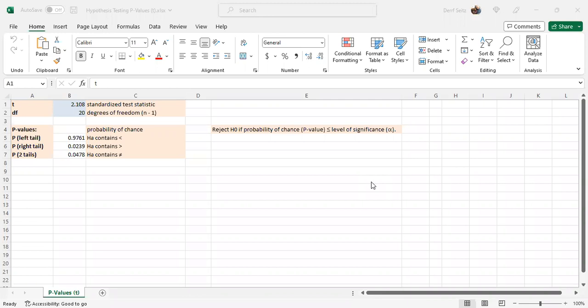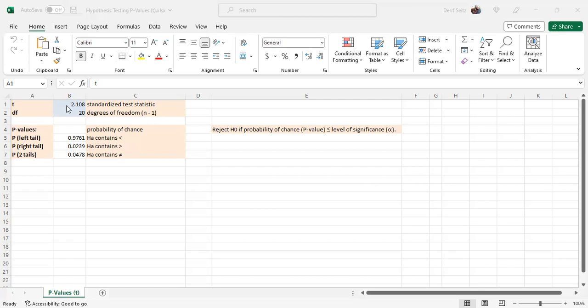This video shows how to calculate hypothesis testing p-values for a t-distribution using Microsoft Excel. This would occur when doing hypothesis testing for a population mean when sigma is unknown.